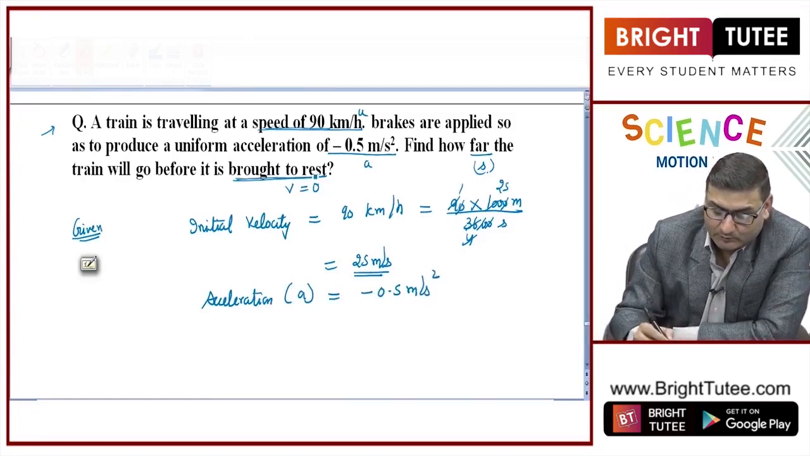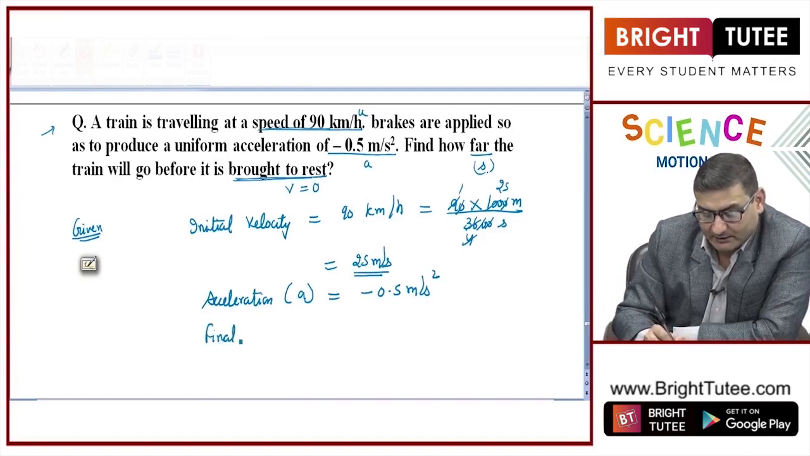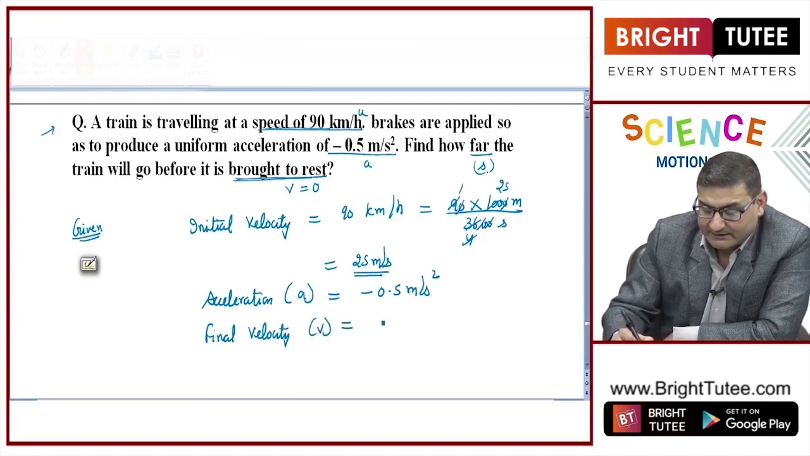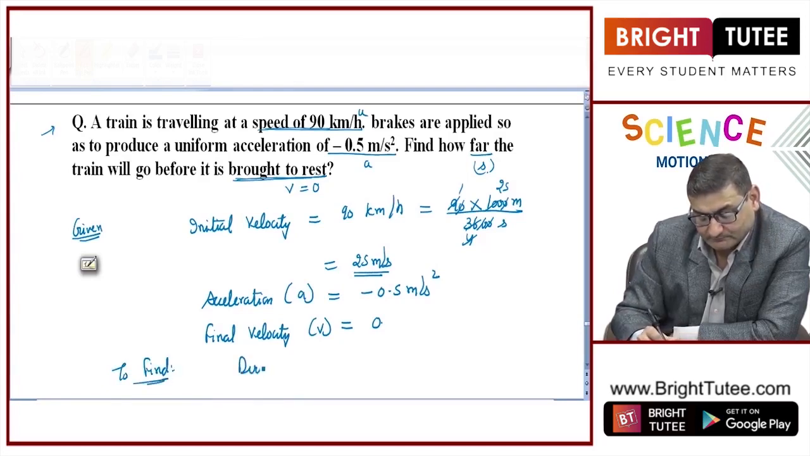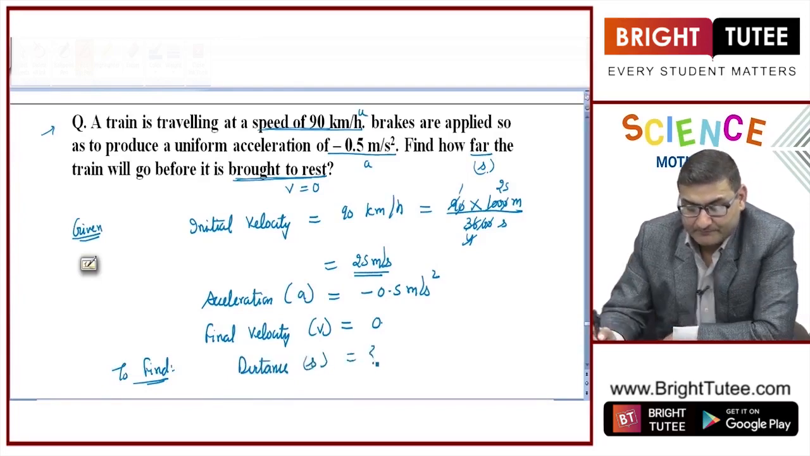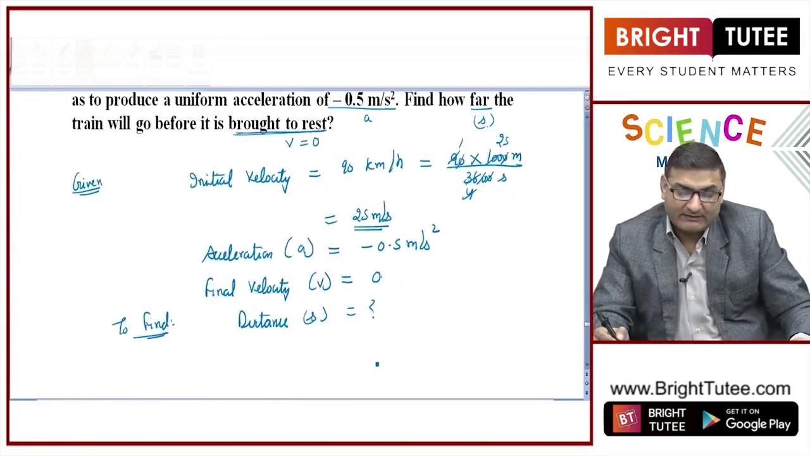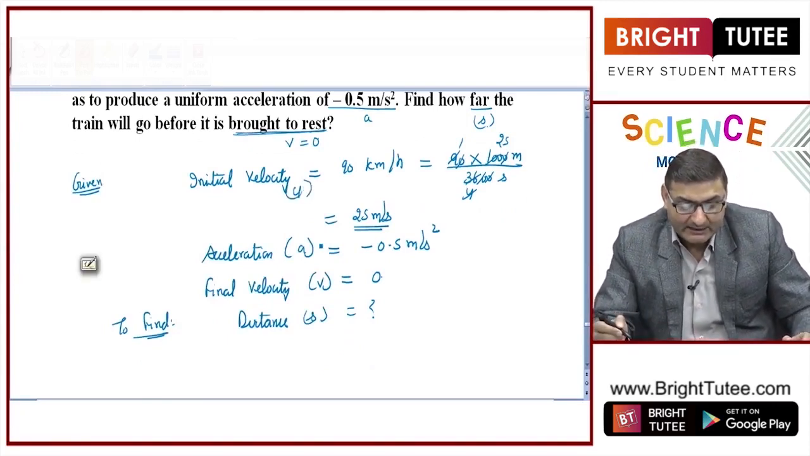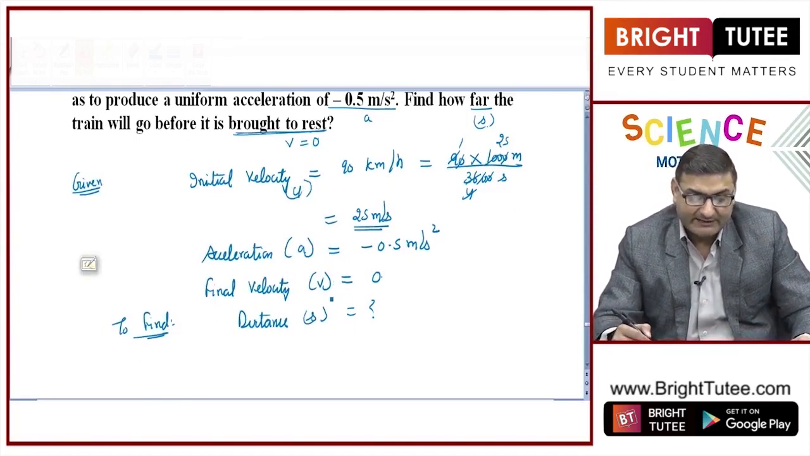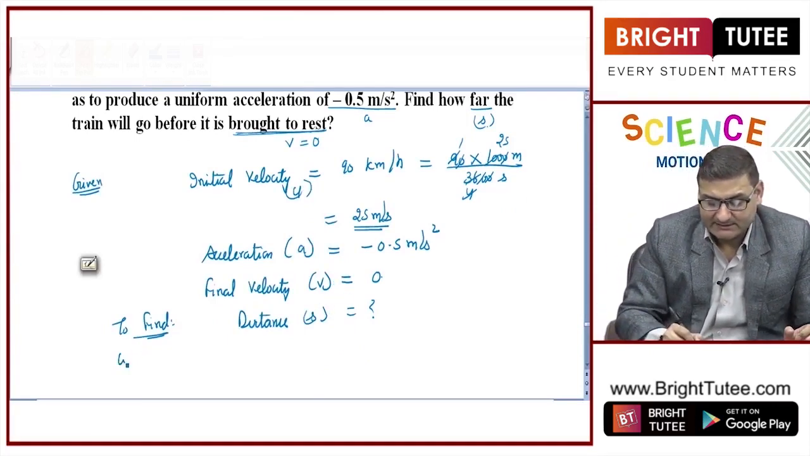The train is brought to rest, that means the final velocity is given to us, v is 0. We need to find the distance travelled, s. Now in this question, what exactly are we being given? We are given u, we are given a, we are given v. So if I need to find s, I'll apply the third equation of motion.